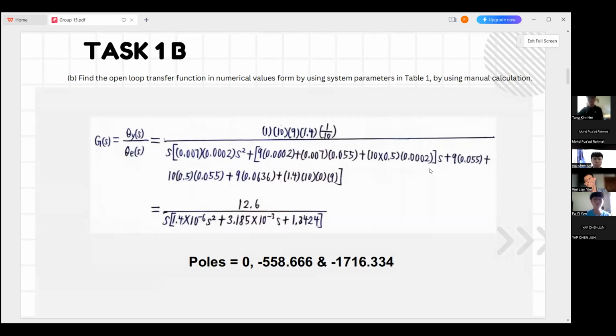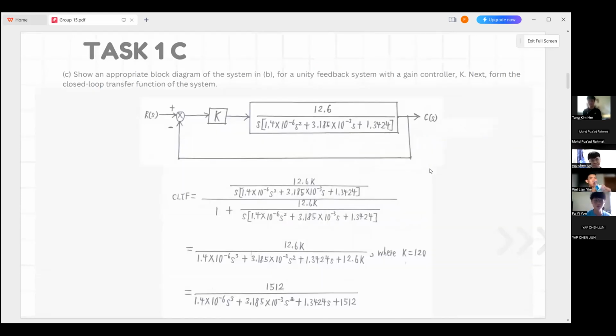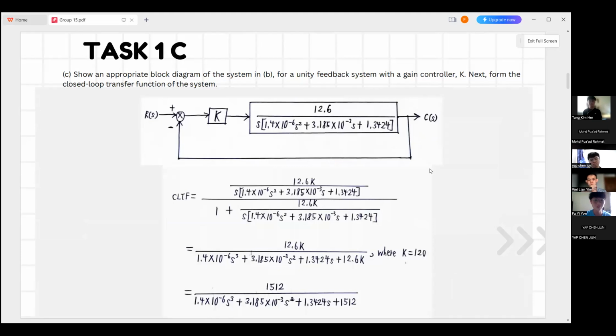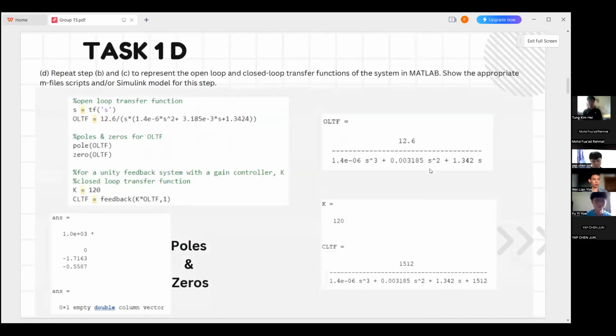In task 1B, we plug in the system parameters from our group, and we will get this open loop transfer function with poles at 0, negative 558.666, and negative 1716.332. In task 1C, we will obtain the closed loop transfer function by putting the gain K equal to 120 and a unity feedback. And this is our closed loop transfer function. In task 1D, we will use MATLAB to show our open loop and closed loop transfer functions by using coding. And also, we will get the poles and zeros in MATLAB.